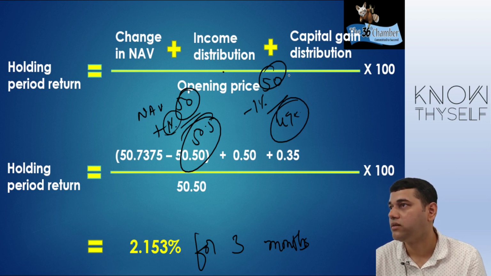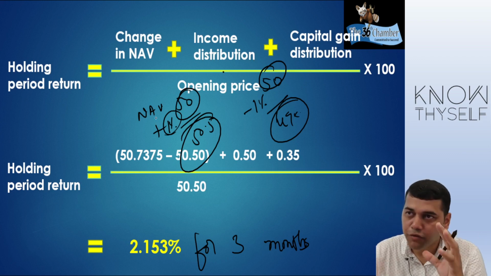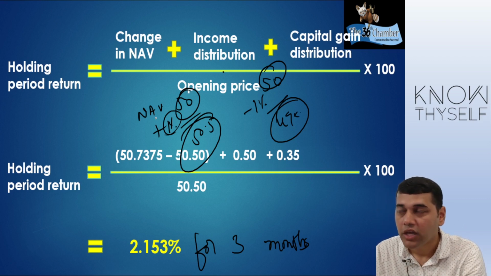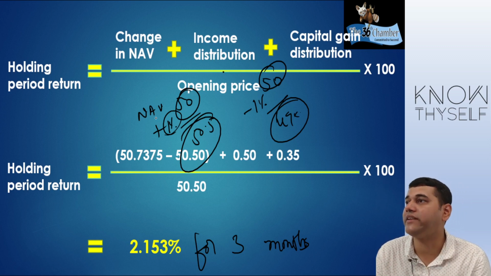Company and the investor. So it's only terminologies you have to understand. Point here is, if you want to enter into the scheme, you have to pay 1% entry load. If you want to exit from the scheme, you are getting deducted 1% exit load.